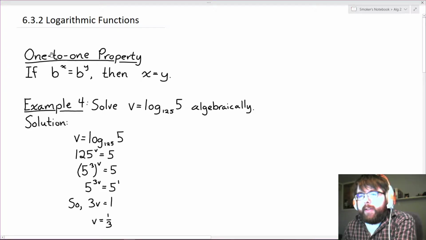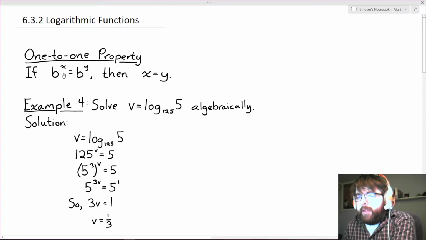And we're going to talk about a couple things. The first thing we're going to talk about is the one-to-one property. The one-to-one property states that if you have a base to an exponent equal to the same base to a different exponent, then the exponents are equal.